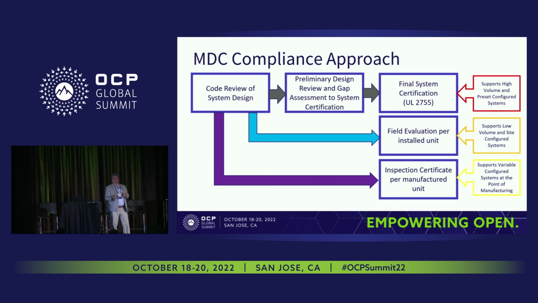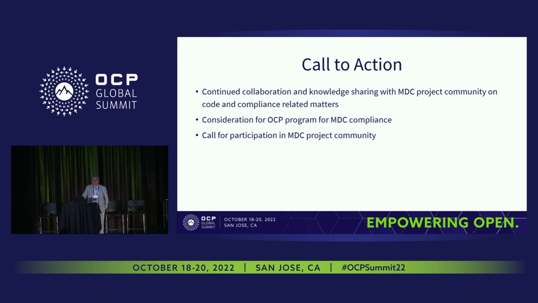The second part is field evaluation. What's a field evaluation? If you have a system that's already deployed, we can come in on site, we can do evaluation on that installation site, and you'll meet the requirements. And the third one is inspection certificate per manufacturing unit. If the units are still in a factory, we can come in, we'll inspect the units, and we'll provide you an inspection certificate that you can then show to the code authorities at the installation site.